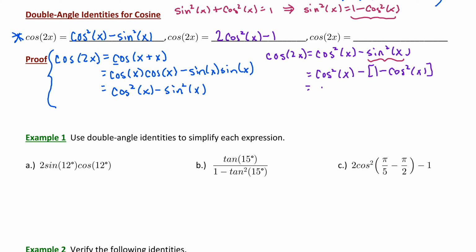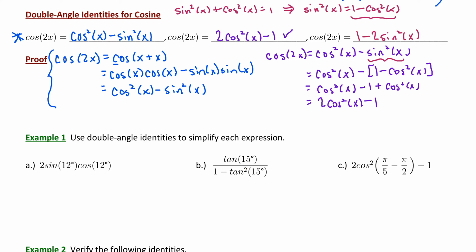Let's go ahead and complete the distributive property here and write this as minus 1 plus cosine squared of x. Then you can see we've got a couple of like terms here, which could be simplified as 2 cosine squared of x minus 1. So that verifies the second form of our double angle identity. Let's consider one more form of cosine of 2x. This can also be written as 1 minus 2 sine squared of x.